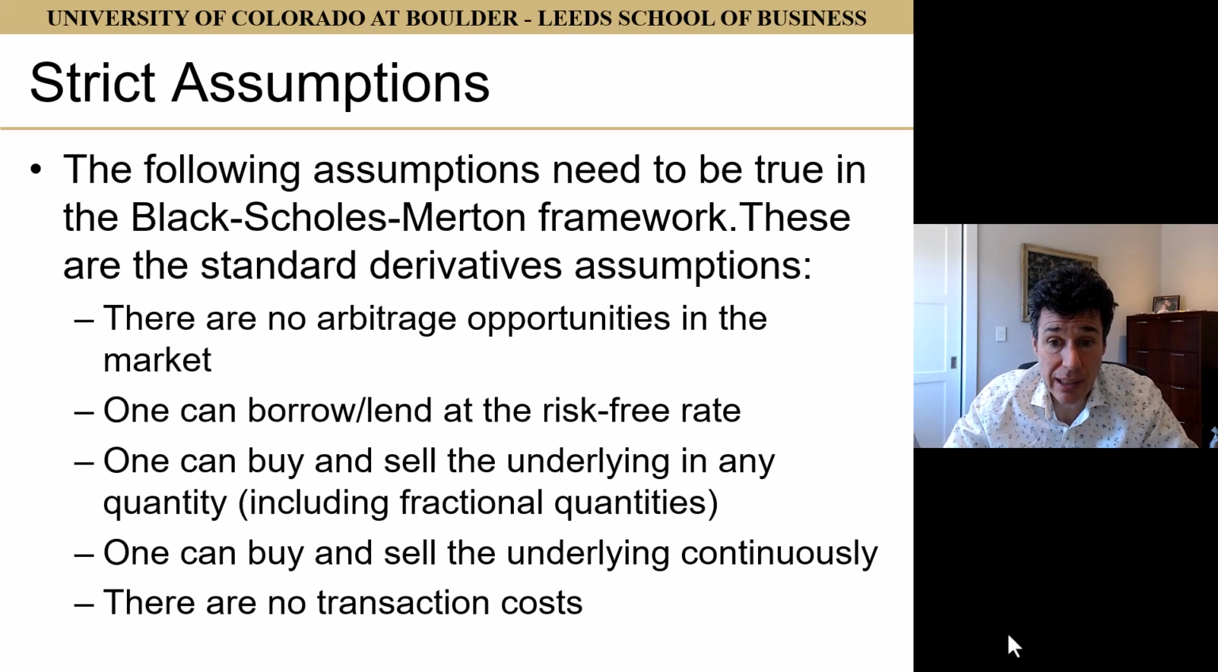Now, clearly, none of these are strictly true. So of course that means the Black-Scholes-Merton framework is not strictly true either, but we live with the imperfections in the model and the imperfections in the market. The framework is reasonable, but we've got to know that we're making these assumptions when we price our option, and if these assumptions aren't true, then our option price is not going to be strictly accurate.